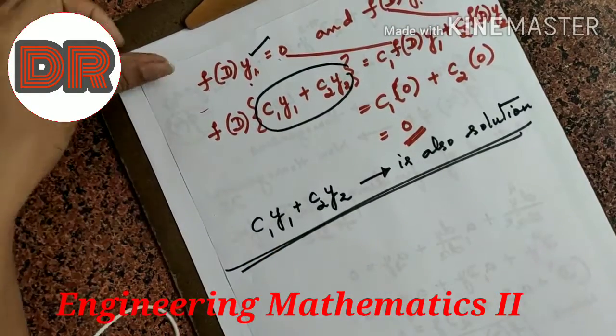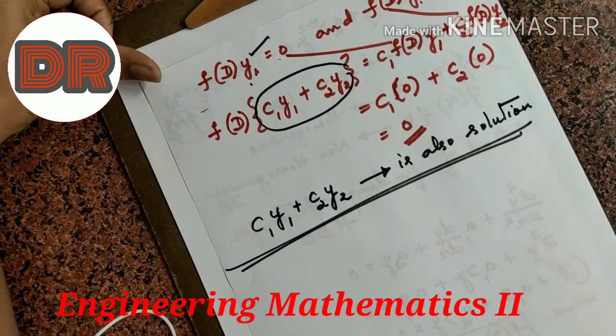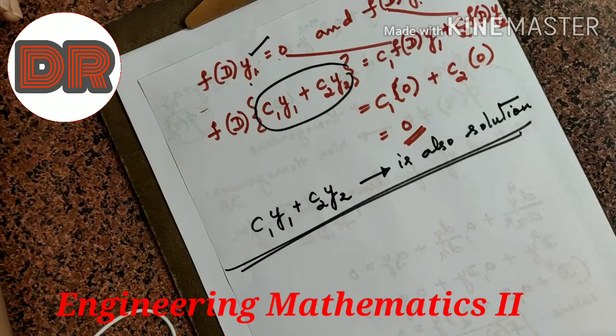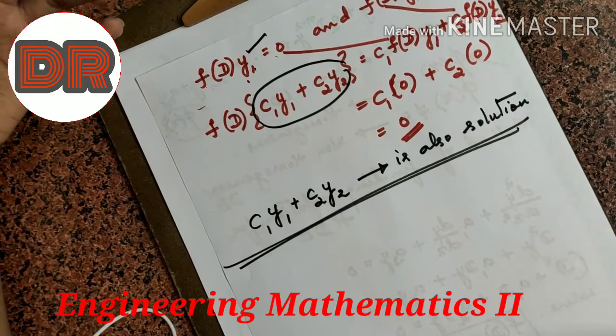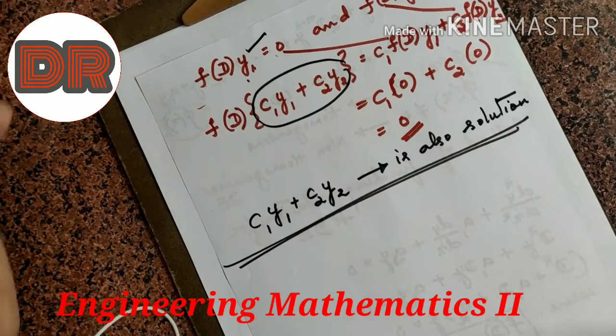Now in order to find the solution of the given linear differential equation, there is some method. So basically we have to write the given linear differential equation in the auxiliary form. So let's see how to do that.